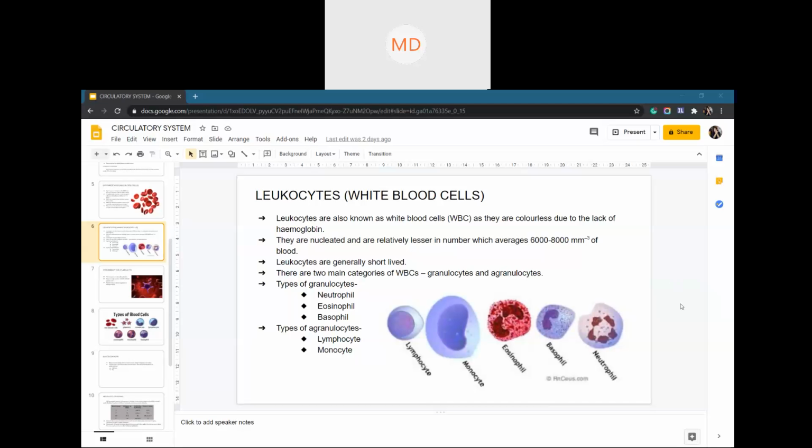These granules, if they are present, are known as granulocytes, and when these granules are absent, they are known as agranulocytes. If granules are present, it is granulocytes, and if granules are absent, it is agranulocytes.